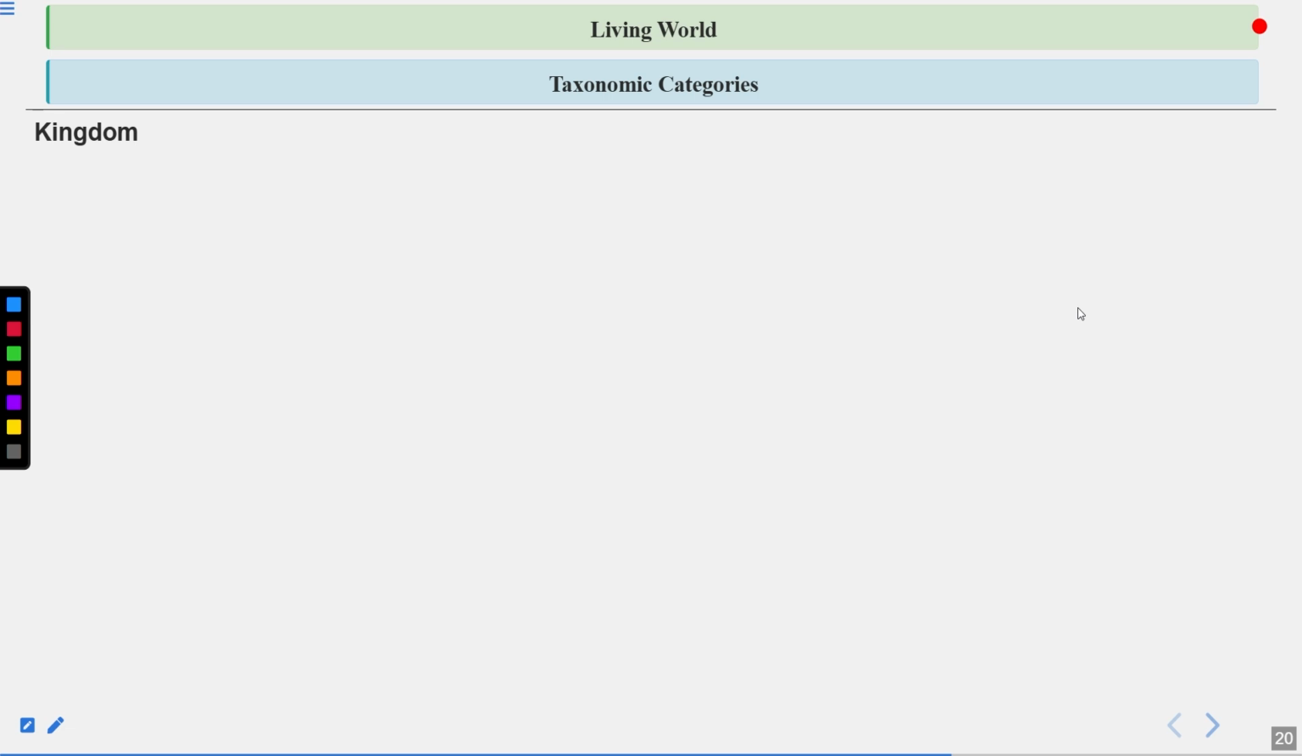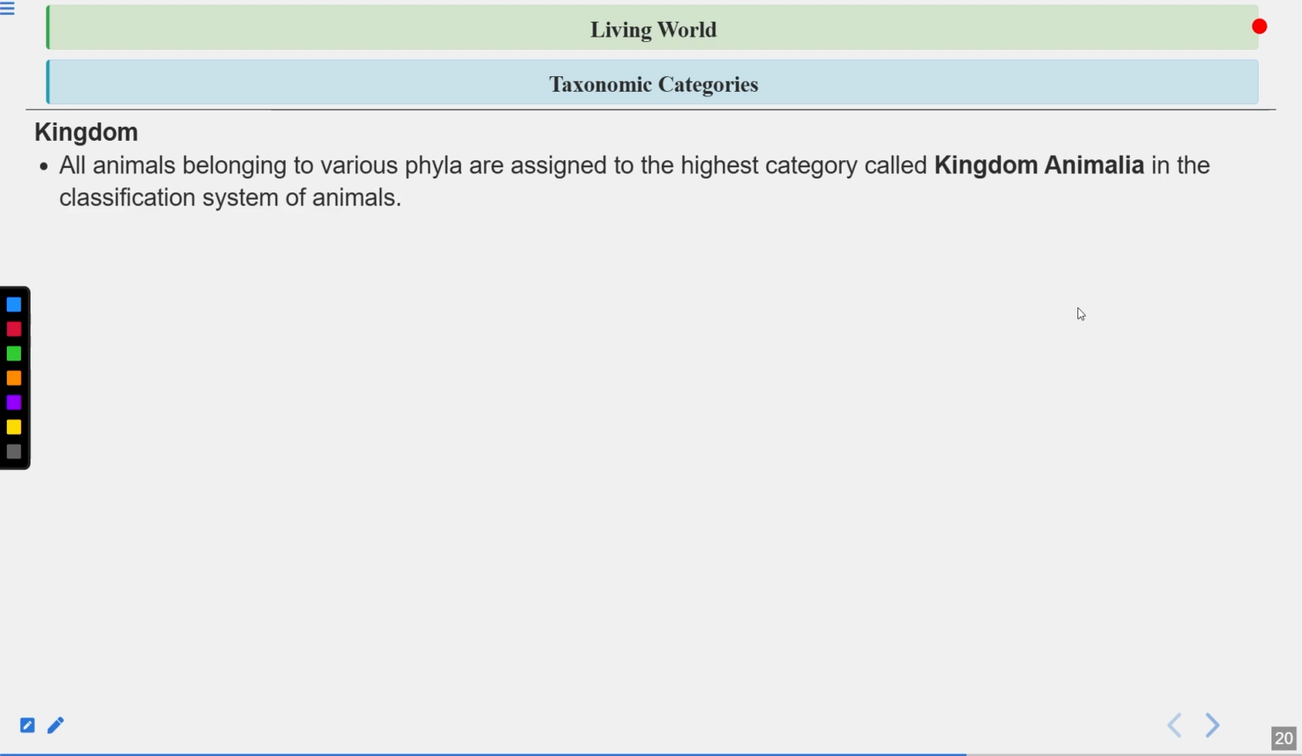Let's talk about the kingdom, which is, you can say, the highest most taxon. It is the most broad taxon or category. All animals belonging to various phyla are assigned to the highest category. This is the highest taxon, which is called kingdom Animalia in the classification system of the animals. Above kingdom, there is a domain, but we are not talking about the domain here. So here kingdom is the highest category.